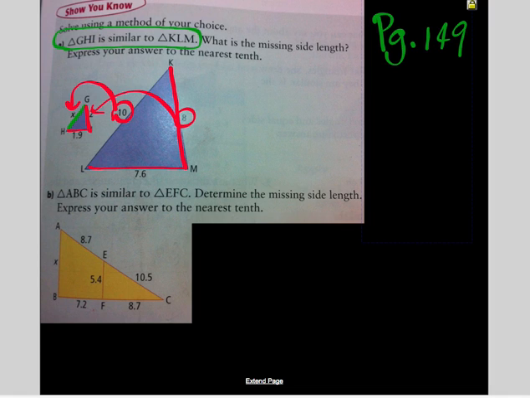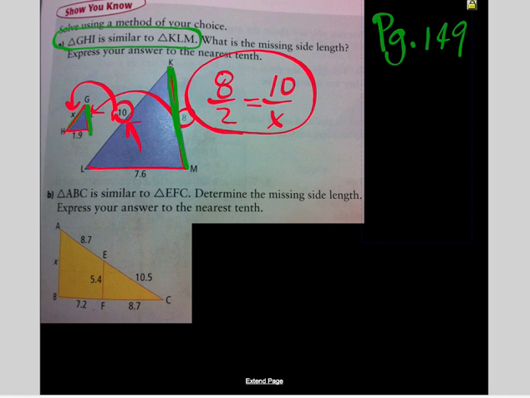So I'm going to go big over little, which in this case, I'm going to go 8 over 2. I'm going to take these corresponding sides right here. I'm just going to take this side and this side. So I'm going to go big over little equals big, in this case it's going to be 10 over x, which is the side that I'm looking for over here. So there's my ratio, or my proportion, and again, that's the hardest part to get.